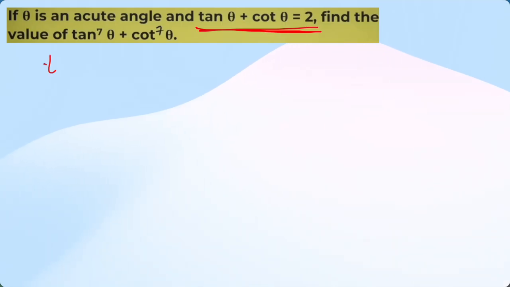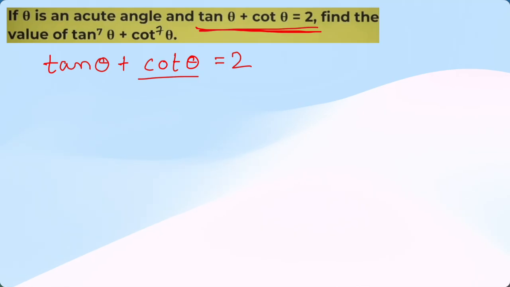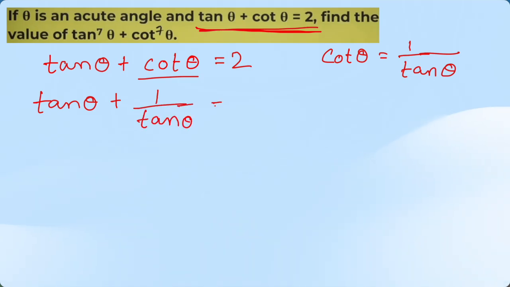I can write it as tan theta plus cot theta equals to 2. This is given. Cot theta can be written as, what is cot theta? Reciprocal of tan theta. So I can write it as 1 by tan theta. So it will be tan theta plus 1 by tan theta equals to 2. Any doubt to anyone? How I wrote cot theta as 1 by tan theta? That is the reciprocal identity, right?